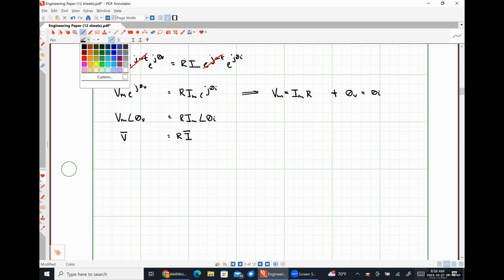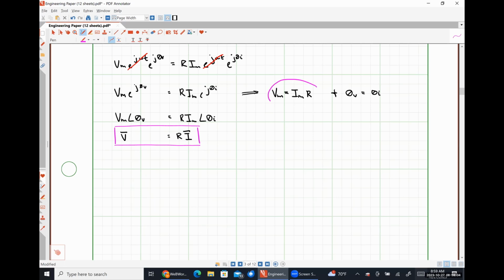So I'm going to circle the key takeaway stuff here because I'm worried you might think you have to do derivations and all this kind of stuff. You don't, that's why I'm doing them, okay? What I want you to take away from that part is that phasor voltage V is equal to R times the phasor current I. And I also want you to remember the magnitude relationship and the phase angle relationship, because we're going to use those again and again and again.